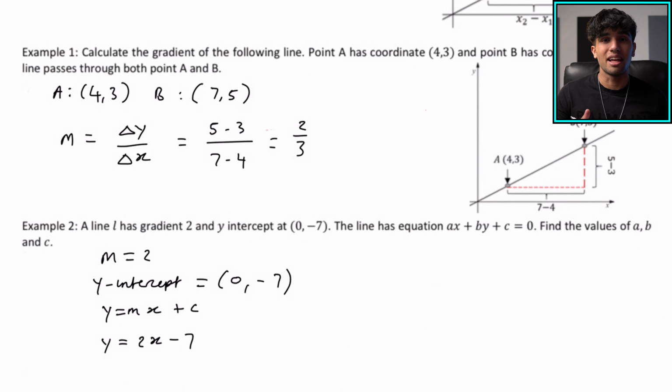But we're not done there. Now we have to write it in the form the question wants, which is ax plus by plus c. To do that, we bring all of our terms to one side of the equation, which I'm going to do now. And we get y minus 2x plus 7 is equal to 0. So a is 1, b is minus 2, and c is 7.